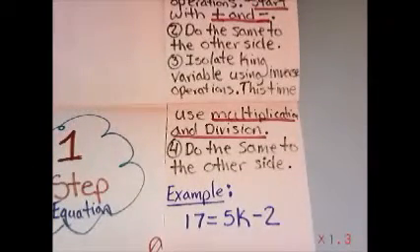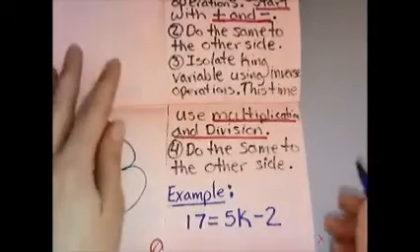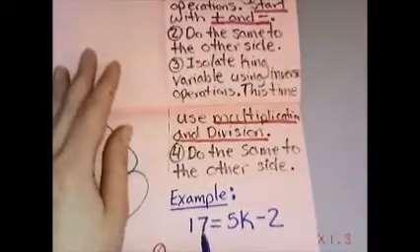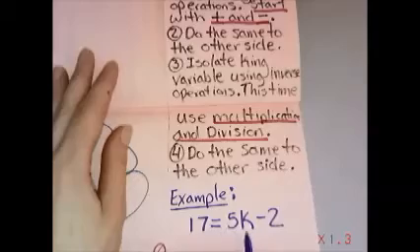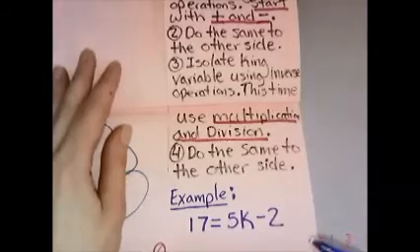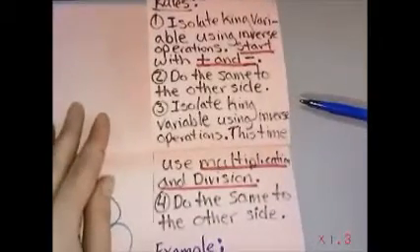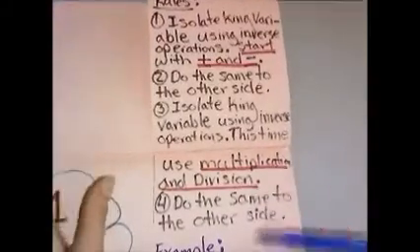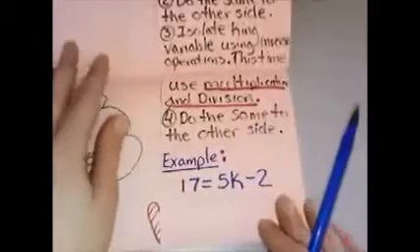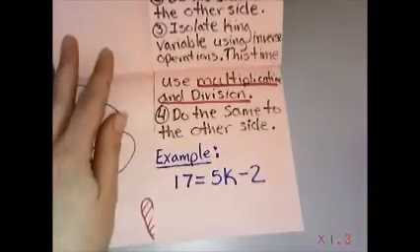Okay, after you get those rules written down, go ahead and copy down the example at the bottom. The example says 17 equals 5k minus 2. Now I'm going to use these two-step equation rules up above to help me to solve this equation at the bottom. So let's go ahead and start with rule number 1.